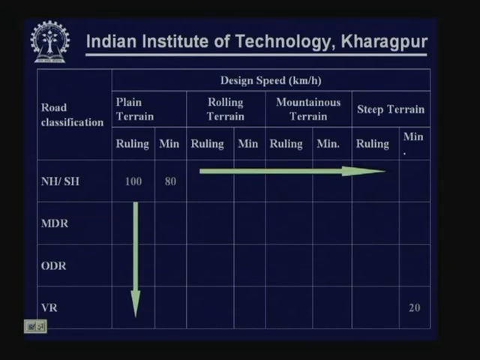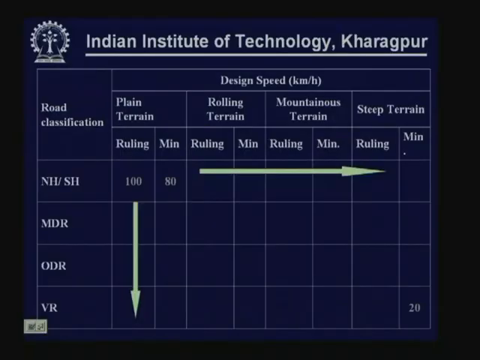Obviously, we are convinced now that design speed will vary depending on the type of road. A typical value for Indian condition is given here, maybe 100 kilometer per hour. There will be a reduction in the design speed as we move from national highway or state highway to major district road, shown as MDR, to further ODR, other district road, and to village road. So, one can expect a much lesser design speed for village road as compared to national highways and state highways. Similarly, the speed will also depend on the type of terrain.